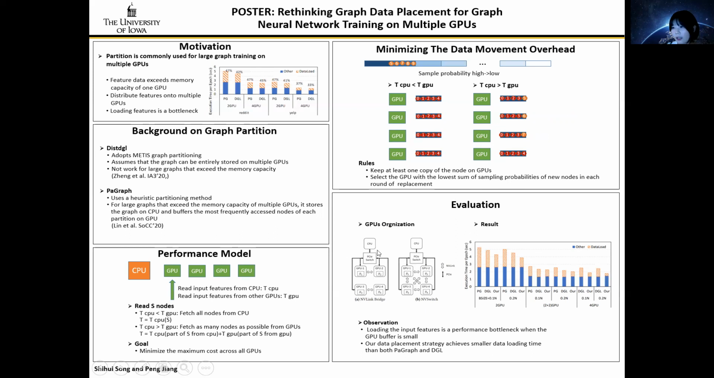We evaluate our technique with two interconnect configurations. The first one is every two GPUs are connected. The second one is all GPUs are connected. We can see that our data placement strategy achieves smaller data loading time than both PPoPP' and DGL, and our technique is more effective on 4 GPUs. And because two GPU buffers are used together, the improvement of 2++ is not as good as 4 GPUs.